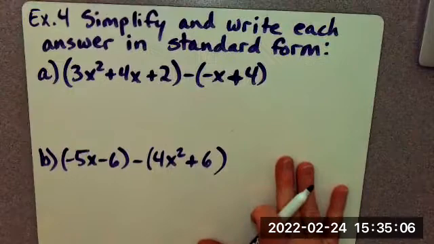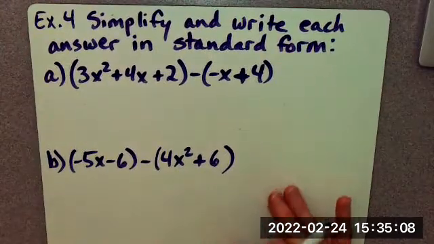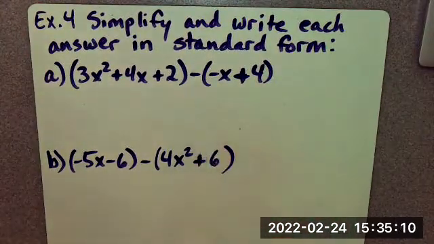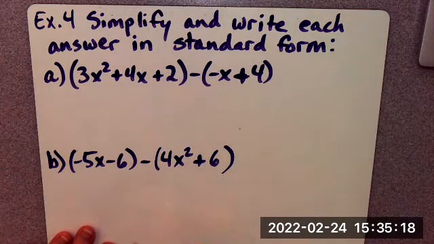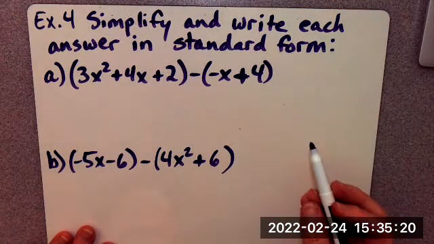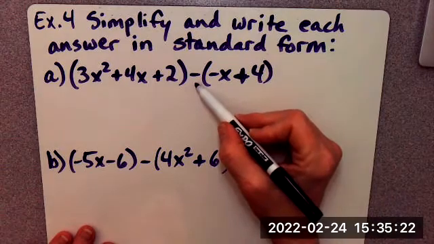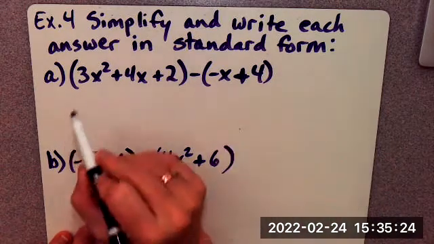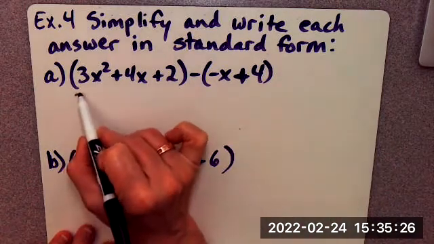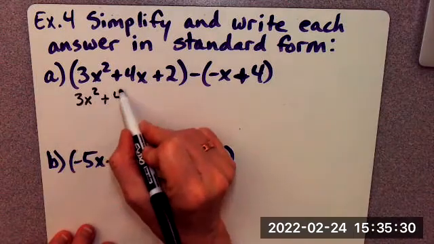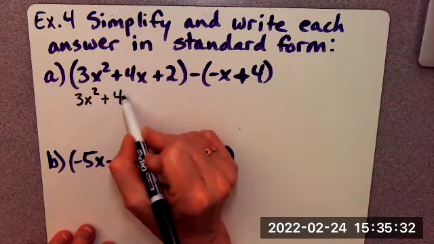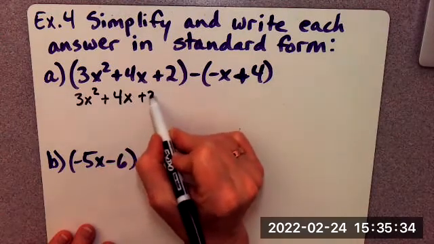All right, now we have to be careful with the parentheses because this is a minus sign as opposed to a plus sign. So we're going to simplify and write each answer in standard form. All right, first of all, we have to deal with this negative here. So what that is, it's a distribution problem. So we have 3x squared plus 4x plus 2.